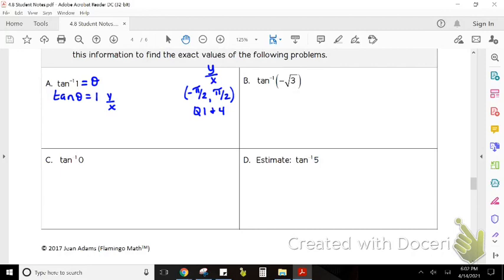So look at your ordered pairs in quadrants 1 and 4 and find where your x and your y are the same exact number. Not one positive, one negative, the same exact number. And so you'll notice you have the ordered pair square root of 2 over 2, comma, square root of 2 over 2. Those are exactly the same, and that occurs at pi over 4. So the inverse tangent of 1 is equal to pi over 4.